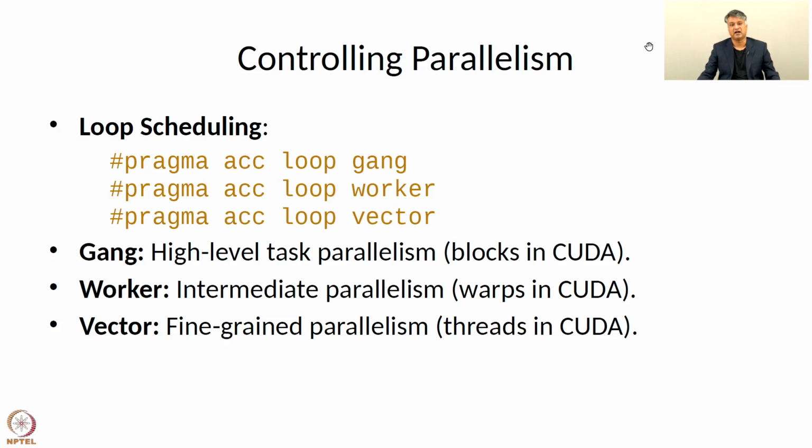So the gang is a high-level task parallelism which looks at blocks, similar to blocks in CUDA. The worker is the intermediate parallelism which is similar to the warps in CUDA. And vector is the finest grain of parallelism, which is essentially the individual thread in CUDA. So if you have this analogy right, you should be able to do a good control on this parallelism.